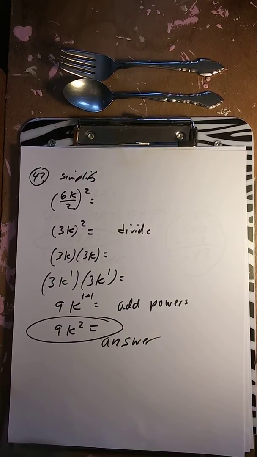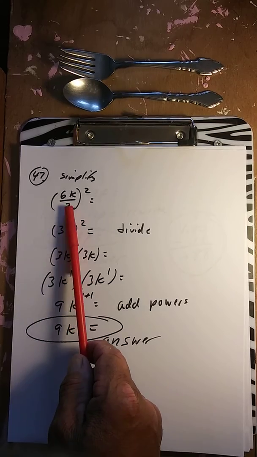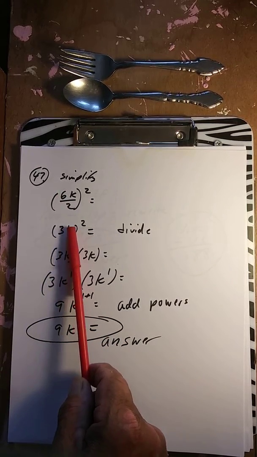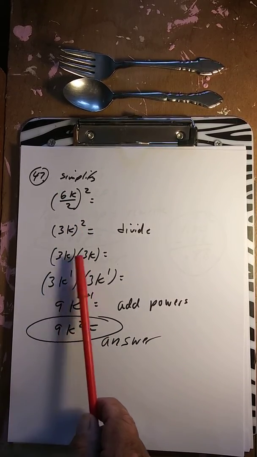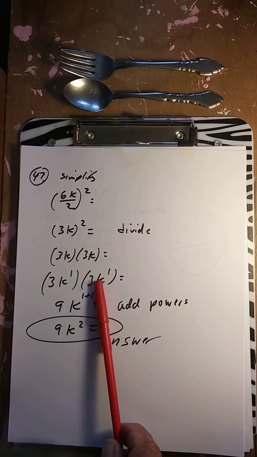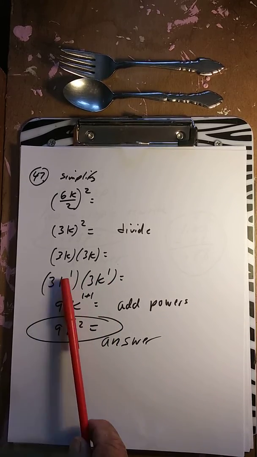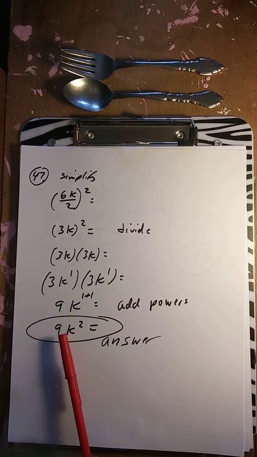6k over 2 squared. Let's just divide that. Easy. 2 divides 6, 3. We're done with that part. Now 3k to the squared means 3k times 3k. 3k to the 1, k to the 1. So 3 times 3 is 9. k to the 1, 1 plus 1. So 9k squared.